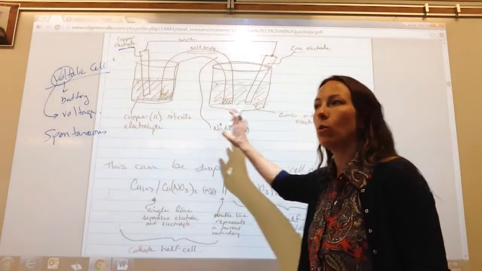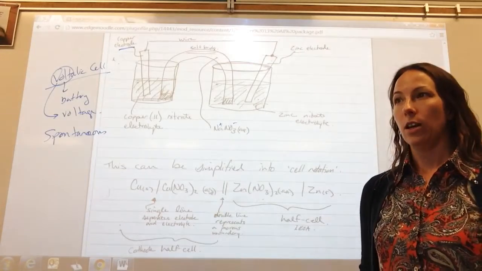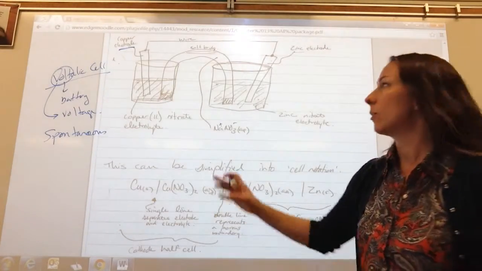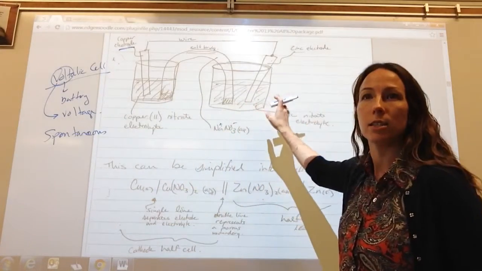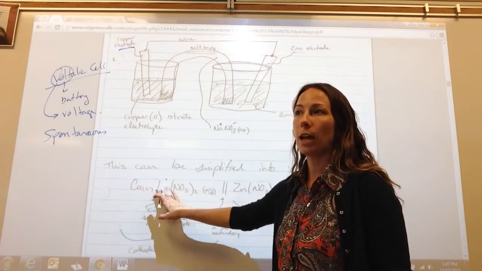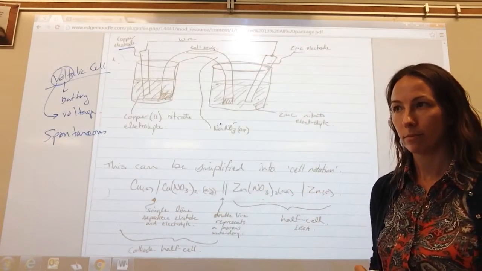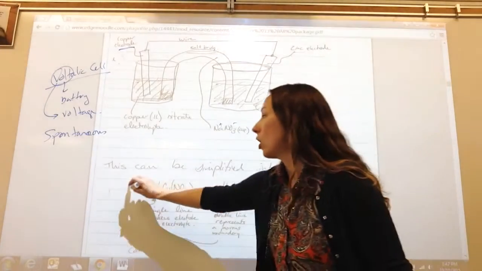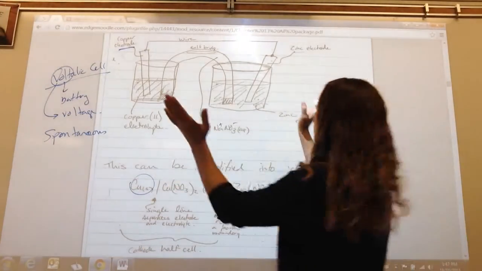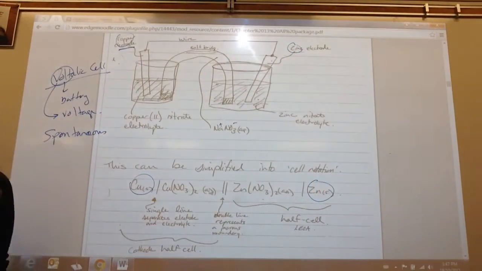Now how great is it to draw these over and over again? Not at all. So of course we have this cell notation which helps us visualize this but not have to draw it. And it looks like this. Symbol, line, symbol, double line, symbol, line, symbol. Where the copper and the zinc on the outsides are the electrodes. You see that?